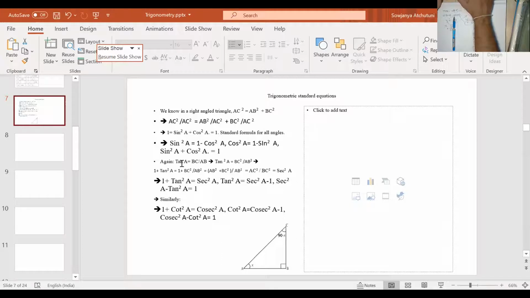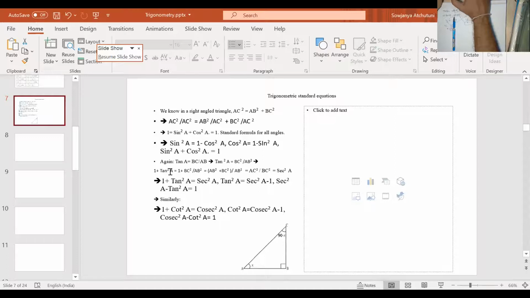Now let us say tan A. What is tan A? Tan A is opposite side by adjacent side, BC by AB. What is tan square A? BC square by AB square. So I am adding 1 on both sides.